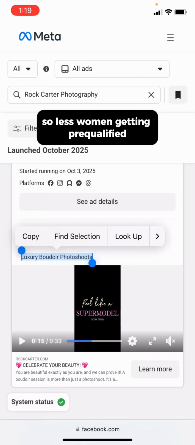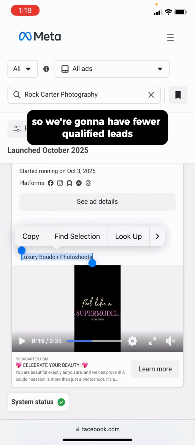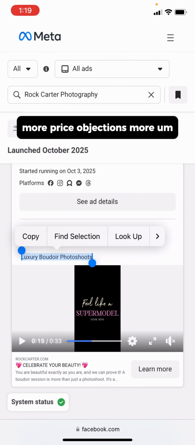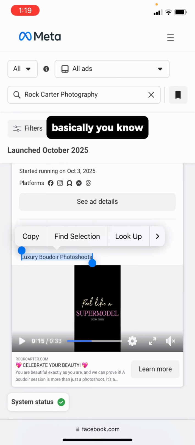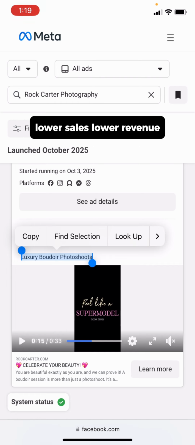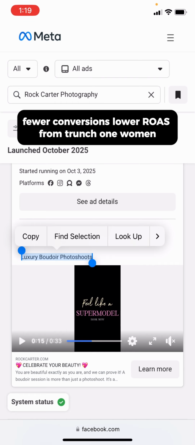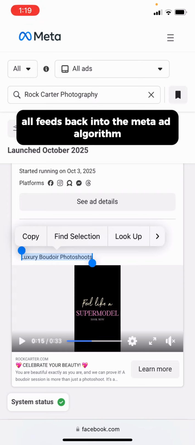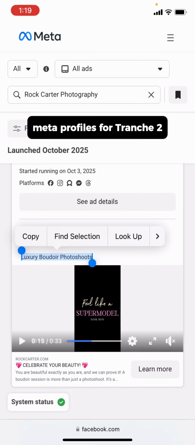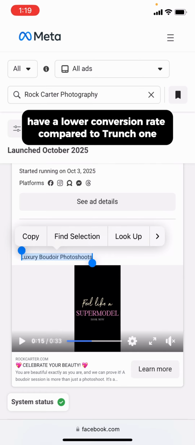So fewer women getting pre-qualified, so we're going to have fewer qualified leads, fewer qualified appointments, more price hunters, more price objections, more ghosting from them on their side, lower sales, lower revenue, fewer conversions, lower ROAS from tranche 1 women. All of that feeds back into the Meta ad algorithm, leading to our ads going to lower quality Meta profiles for tranche 2, which in general have a lower conversion rate compared to tranche 1.